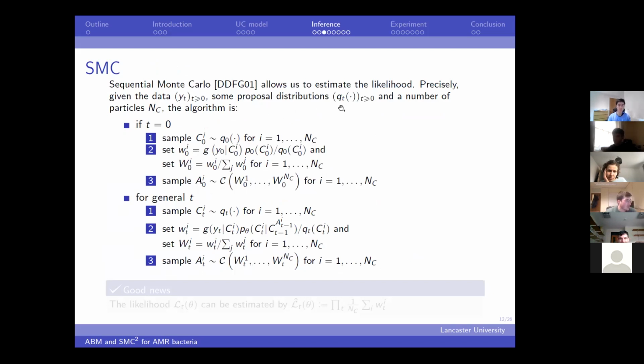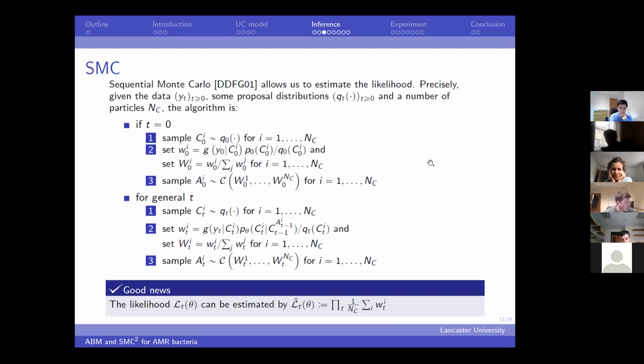So we have some data, we have some proposal distribution for our latent process, and then we have some particles. And what we're going to do in a general time step is to propose some new outcome from our latent process, then weight this outcome according to all these quantities, and then resample according to these weights, which are intuitively just telling us, let's choose the best outcomes among the ones that we sampled. And of course, from here, we have a simple estimate of the likelihood, which is given by this.